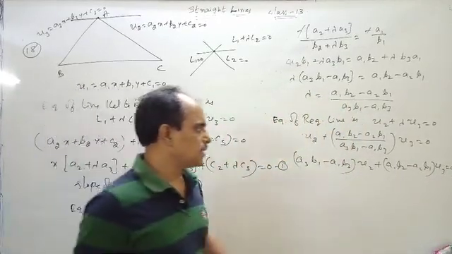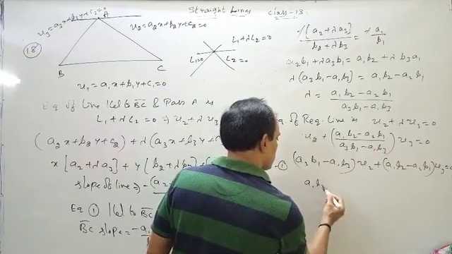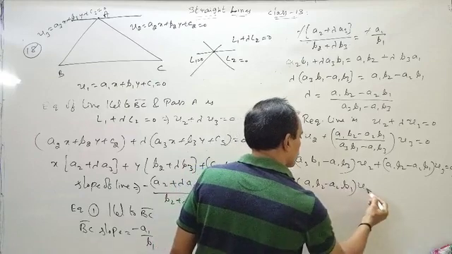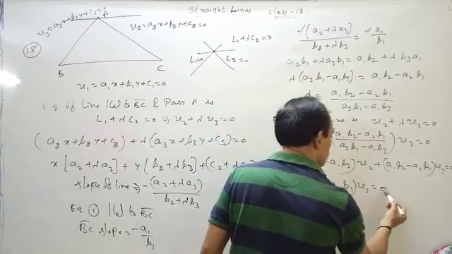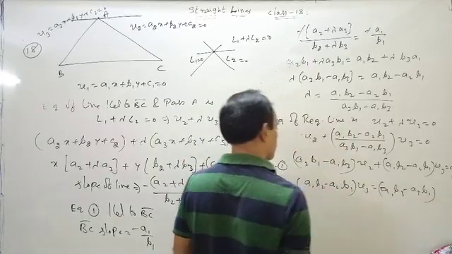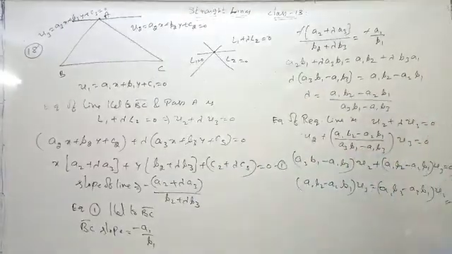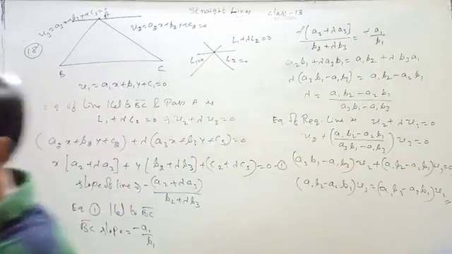Then you can take it and transfer. What will you get here? A1B2 minus A2B1 of U3 is equal to, it was the minus of the minus, we have to write this one as first one, A1B3 minus A3B1 into U2. That will be the solution for that question. Simple problem, but it is lengthy, so do it carefully.